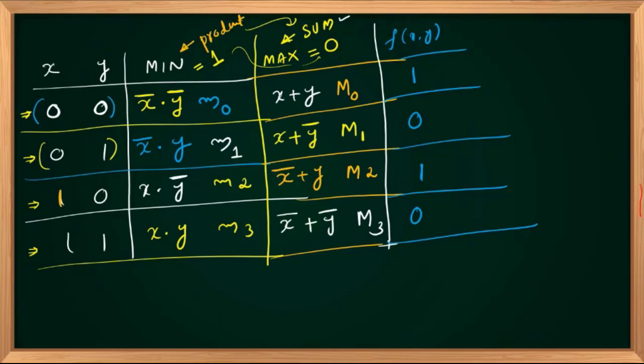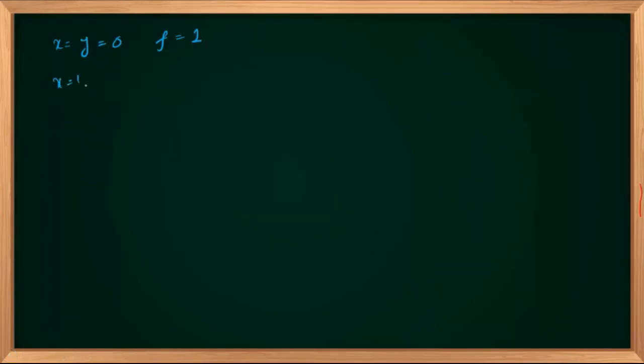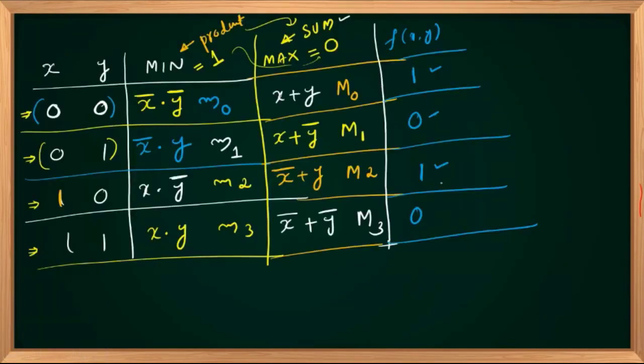The function f equals 1 corresponding to the combination x equal to 0, y equal to 0. And the function also equals 1 for another combination, x equal to 1, y equal to 0. The function is 0 for all other combinations.